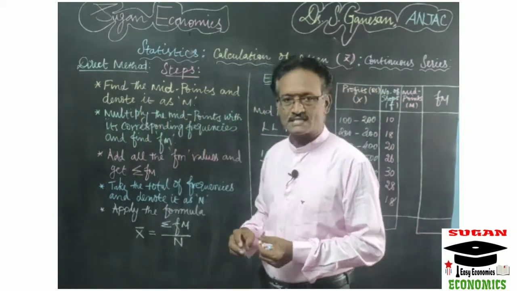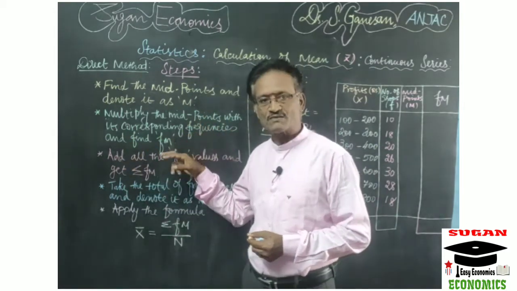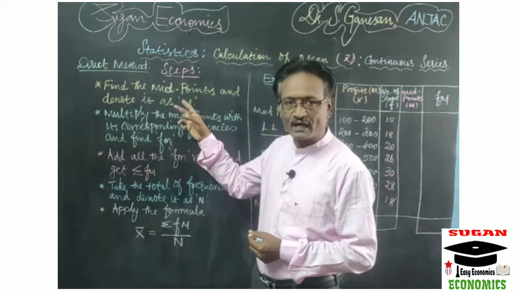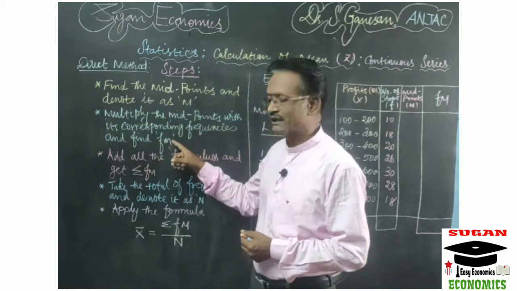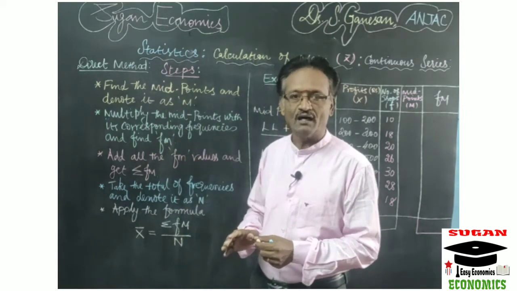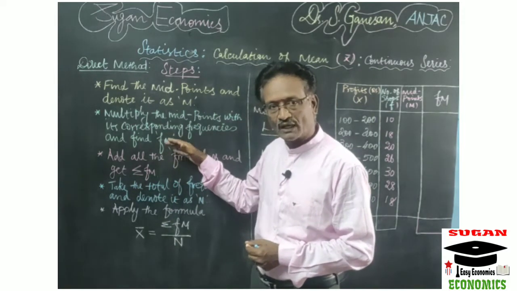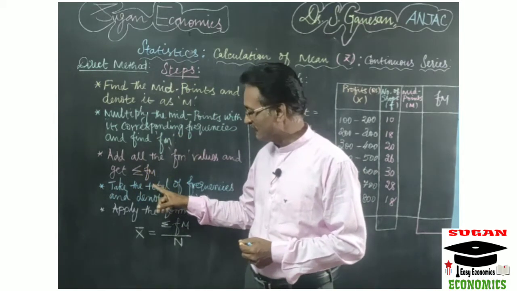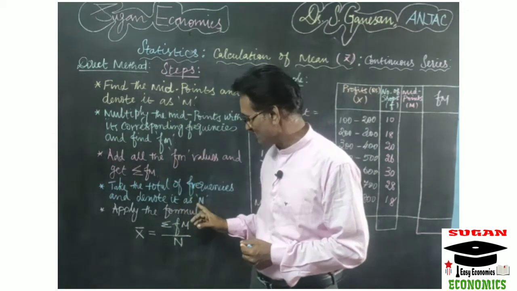Okay. Then the second step is to multiply the midpoints with the frequency and find fm. The corresponding frequencies are multiplied by the corresponding midpoints to find fm. After calculating the fm values, we take the total of fm, which is denoted by sigma fm. Then you have to find N. Here you add all the frequencies. The total of the frequencies is equal to N.